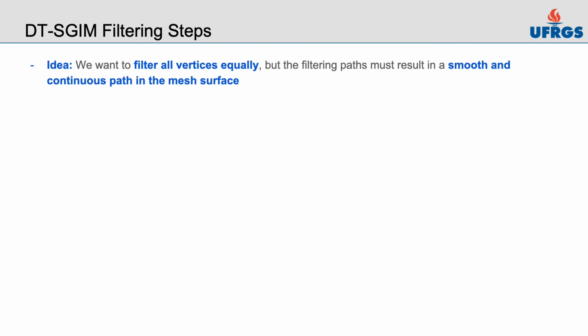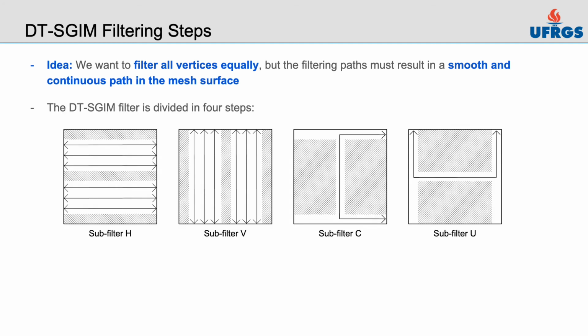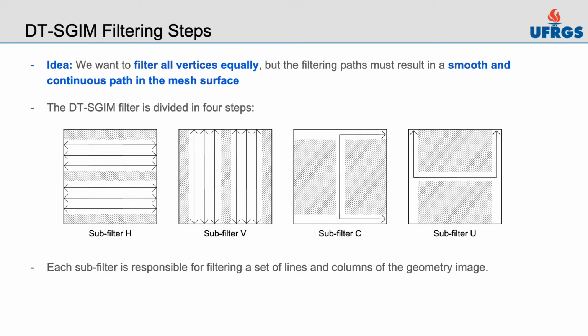Now let's see where and in which direction we shall filter the image. For that, the main idea is that we want to filter all vertices equally, but at the same time, the filtering paths that we choose over the geometry image should result in smooth and continuous paths when applied on the mesh surface. In order to achieve that, our filter is divided in four separate subfilters, the subfilters H, V, C, and U. You can see here a visual representation of the subfilters. Each subfilter is responsible for filtering a set of lines and columns of the image.